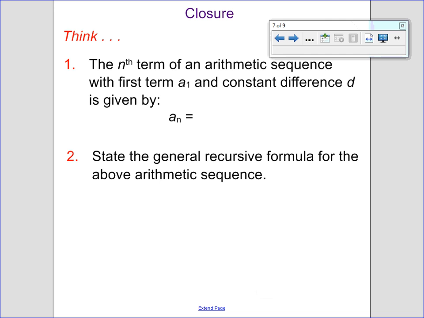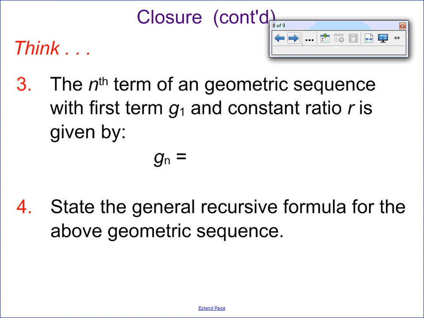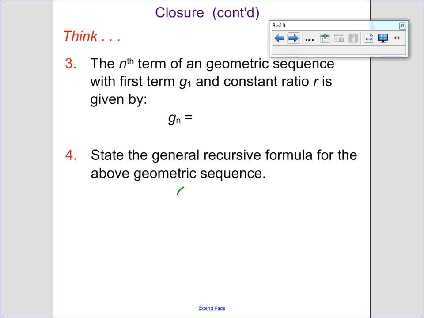For number 2, I'm going to pretend that we're given a value, some arbitrary constant k. My start value is a sub 1, let's let it equal k, and then you can complete the recursive part right there. See what I'm saying? Same for the geometric. I'll pretend that we're given the first term, call it g sub 1 equals k.